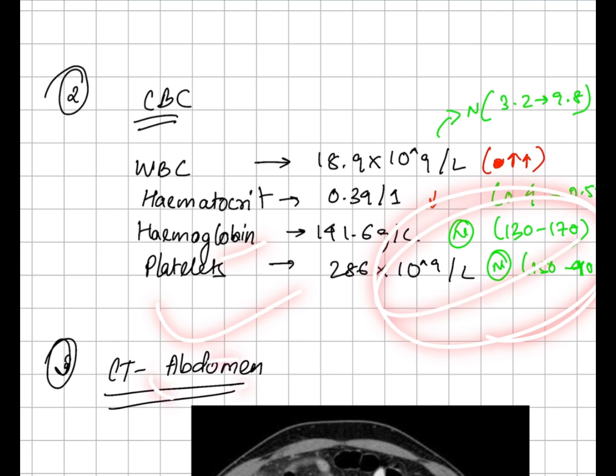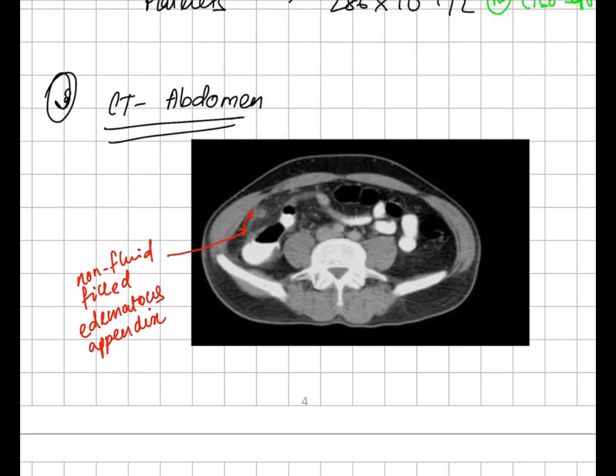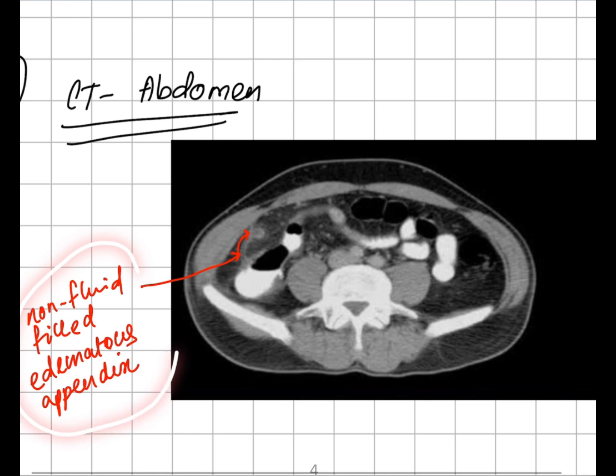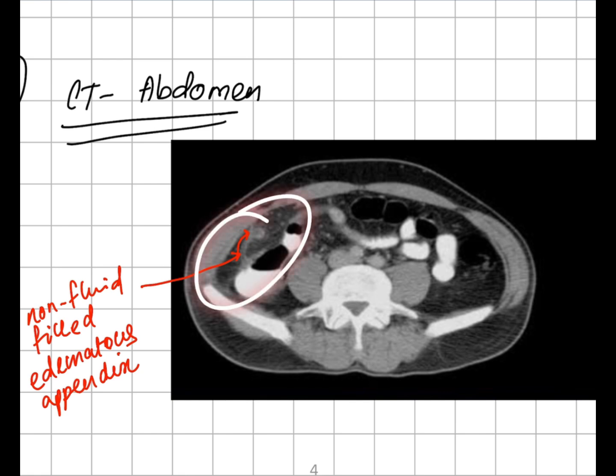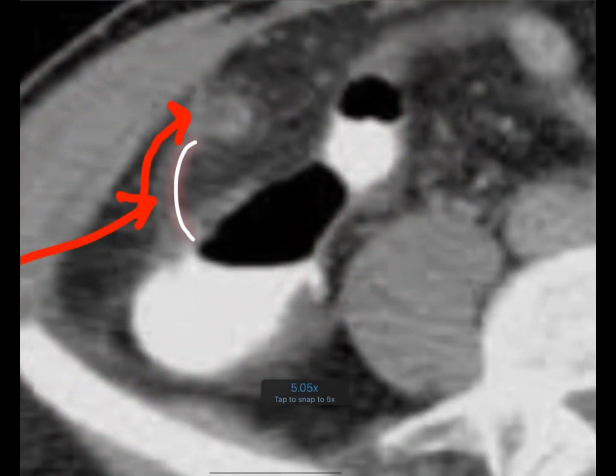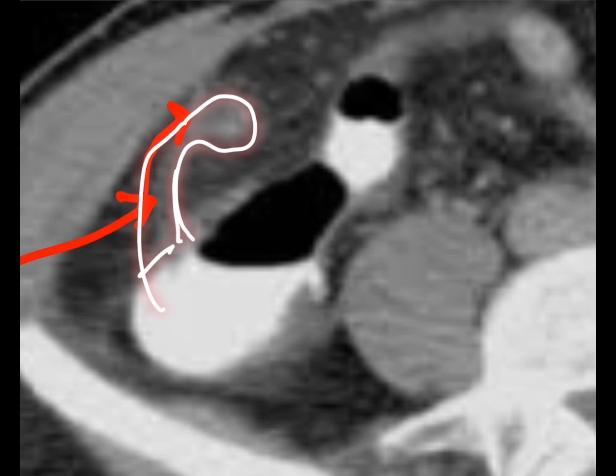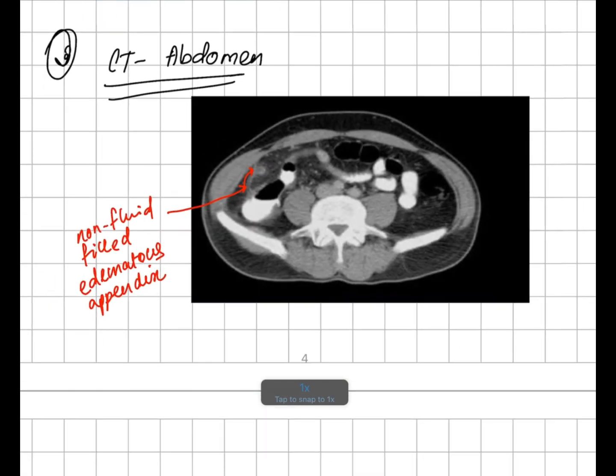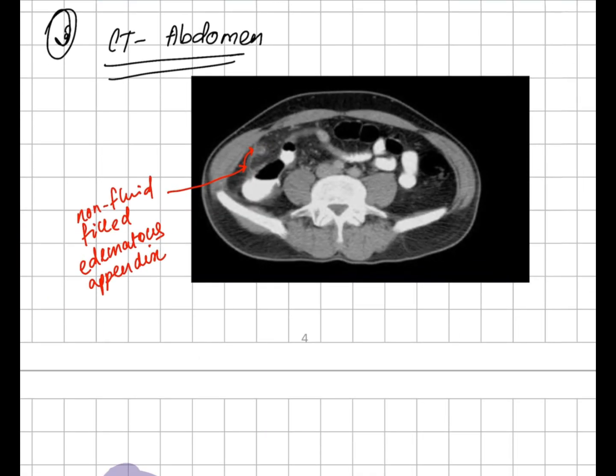Now the CT abdomen. This will confirm our diagnosis. In the CT abdomen, we see a non-fluid filled edematous appendix. This is the appendix, which is clearly shown in the CT. It is not fluid filled, but it has increased in size. This one is the appendix. So we can say it is a non-fluid filled edematous appendix.